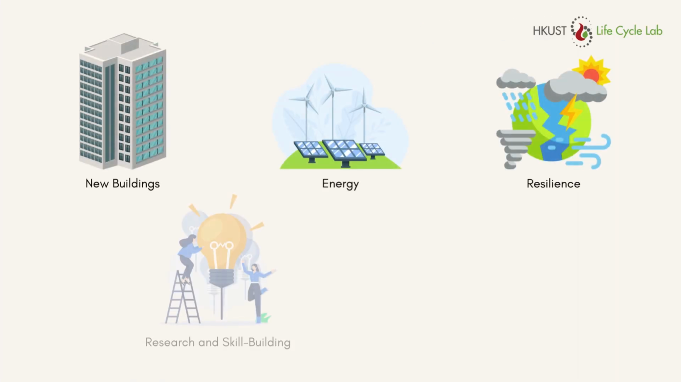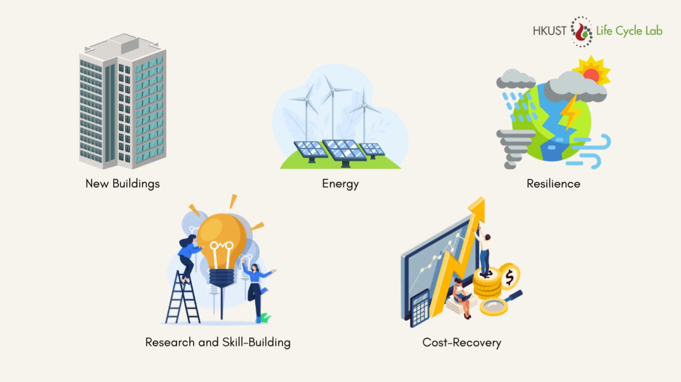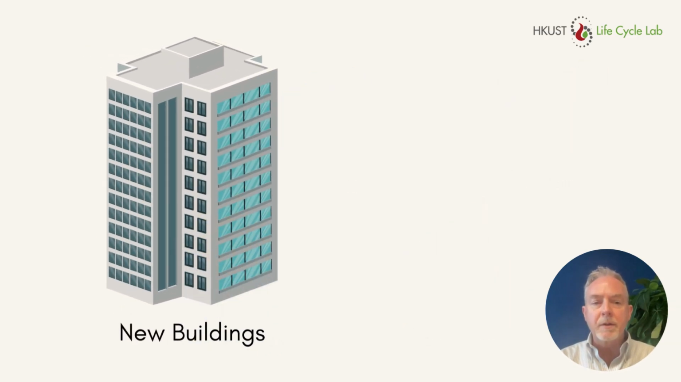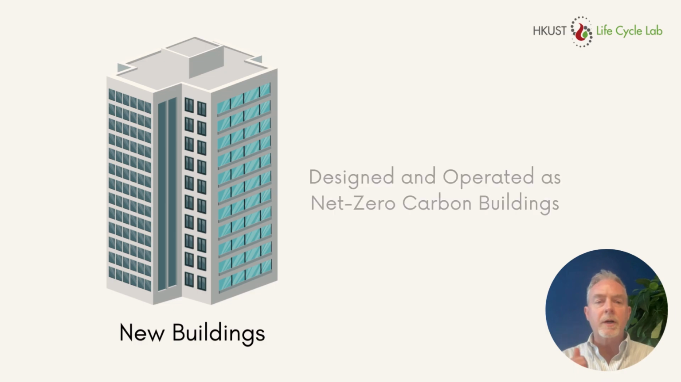In the last video, we looked at the five strategic elements that we are including in our net zero action plan for HKUST. In this video and in the future videos, we're really going to focus primarily on strategy number one: require all new buildings to be designed and operated as net zero carbon buildings.